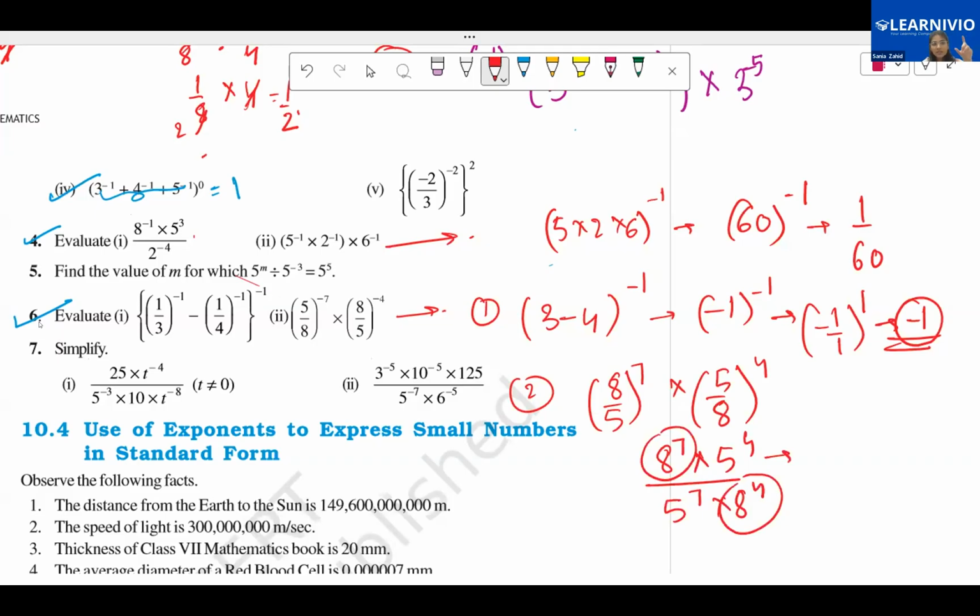It is same base and different powers. So you will subtract the powers. It becomes 8 to the power 7 minus 4, which is 3, into 5 to the power 4 and 5 to the power 7. So you subtract the powers here also. It becomes 5 to the power minus 3. So the answer is 8 to the power 3 into 5 to the power minus 3. Or you can also write it as 8 by 5 whole power 3. Please note these down.